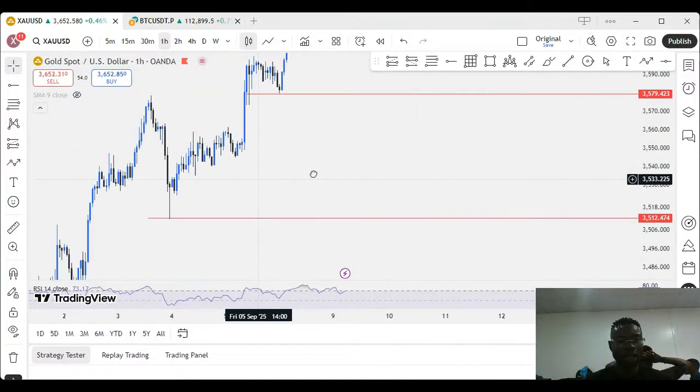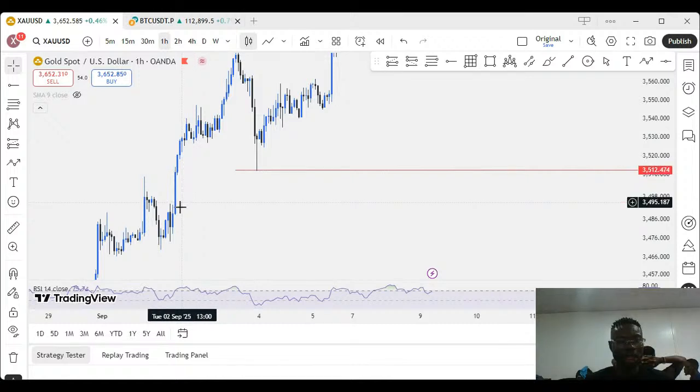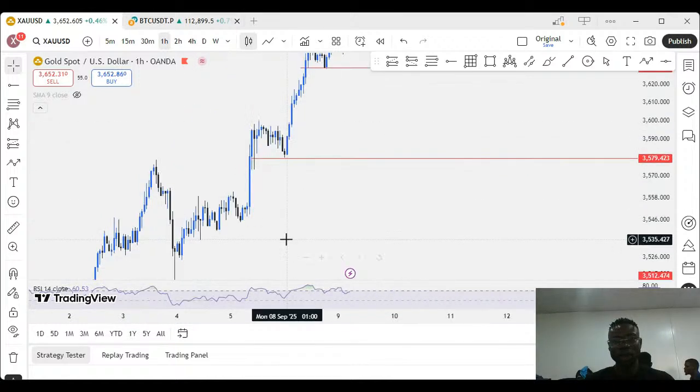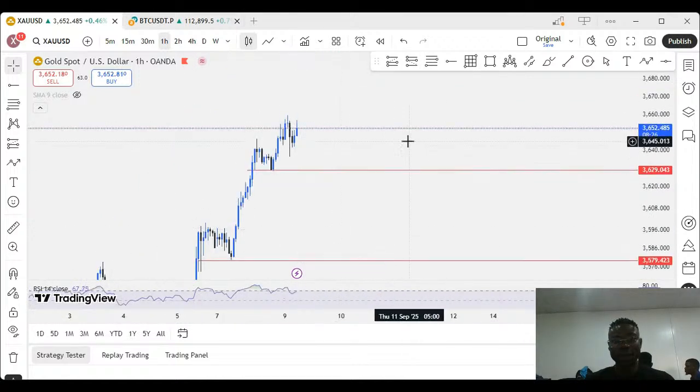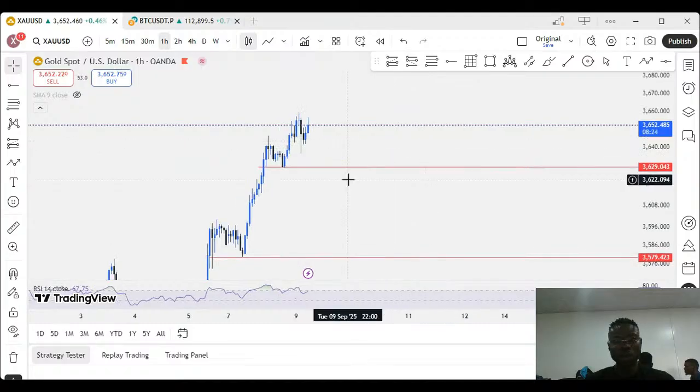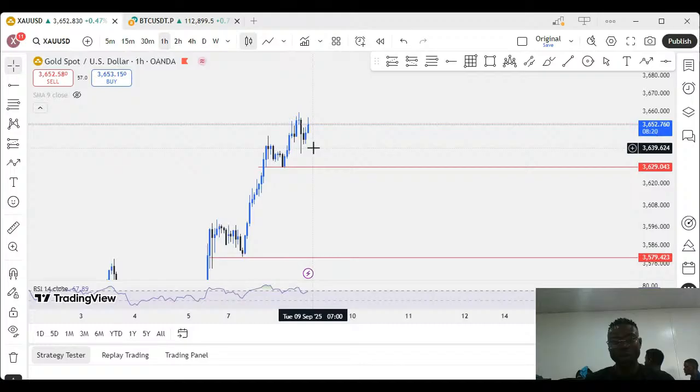See, from the days that buyers have been pushing the market, they pushed the market up by 3,000 pips, which is a very, very massive movement. So this movement is just like a pause for us in the market. Let's observe what we are going to do.